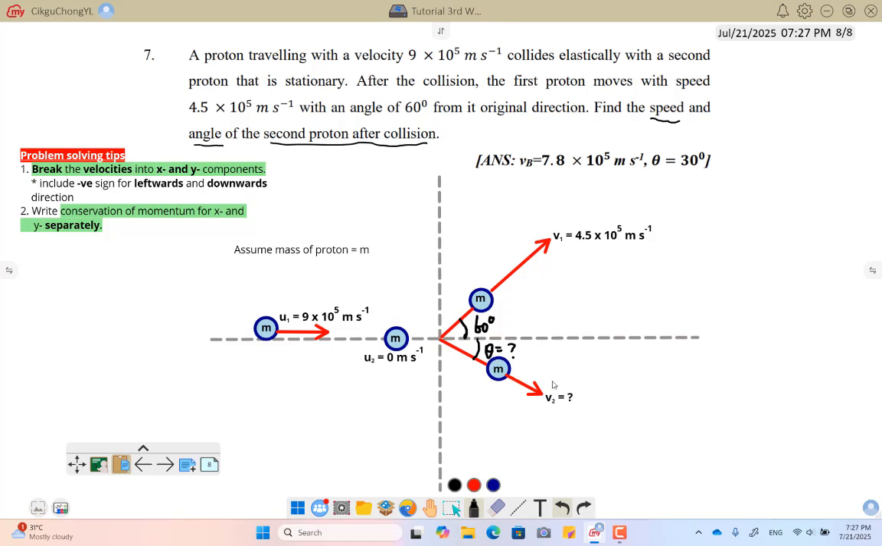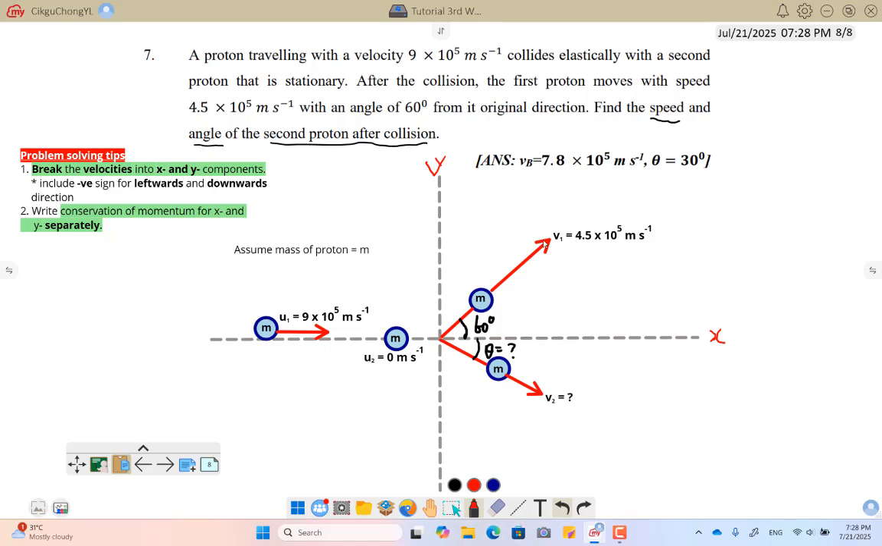So we need to calculate what is the speed, what is v2 after collision for this second proton, and also the angle, the direction. Okay, so we can see obviously this is a 2D collision whereby it involves x directions and also y directions. In order to calculate the final speed of the second proton after collisions, we are going to follow these problem solving steps. First, we need to break the velocity into x and y components, and remember to put a negative sign for any leftward and downwards direction that you already know in the question. Second, we are going to write the conservation of momentum for x and y separately.